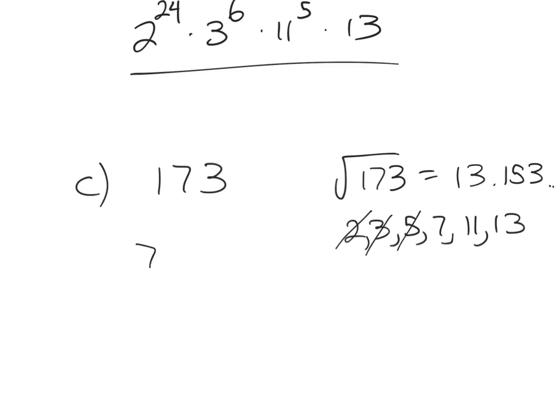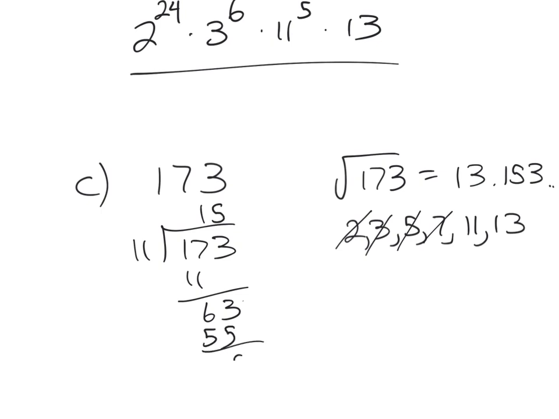7 into 173. That's 2, 14, 33. Does 7 go into 33 evenly? No, it does not. 7 times 5 is 35. So 7's off the list. Let's do 11. 11 into 173. 1 time, 63 remainder. It looks like it goes in there 5 times. It's 55. 8 remainder. It doesn't go in evenly. So we can cross that off the list.